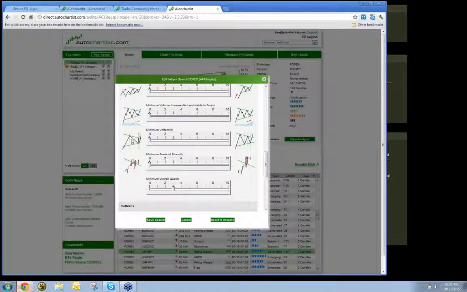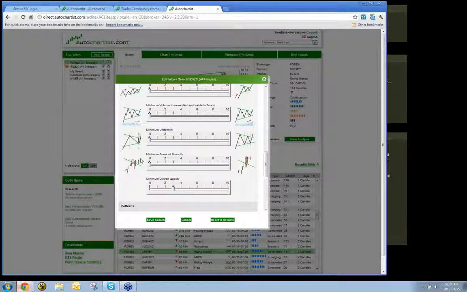Uniformity is really how evenly spaced are the touching points between support and resistance. Right? So you can see in this example on the left, very poorly spaced out. So that's very low uniformity. On the right-hand side, the icon shows very, very strong uniformity, very evenly spaced touching points.